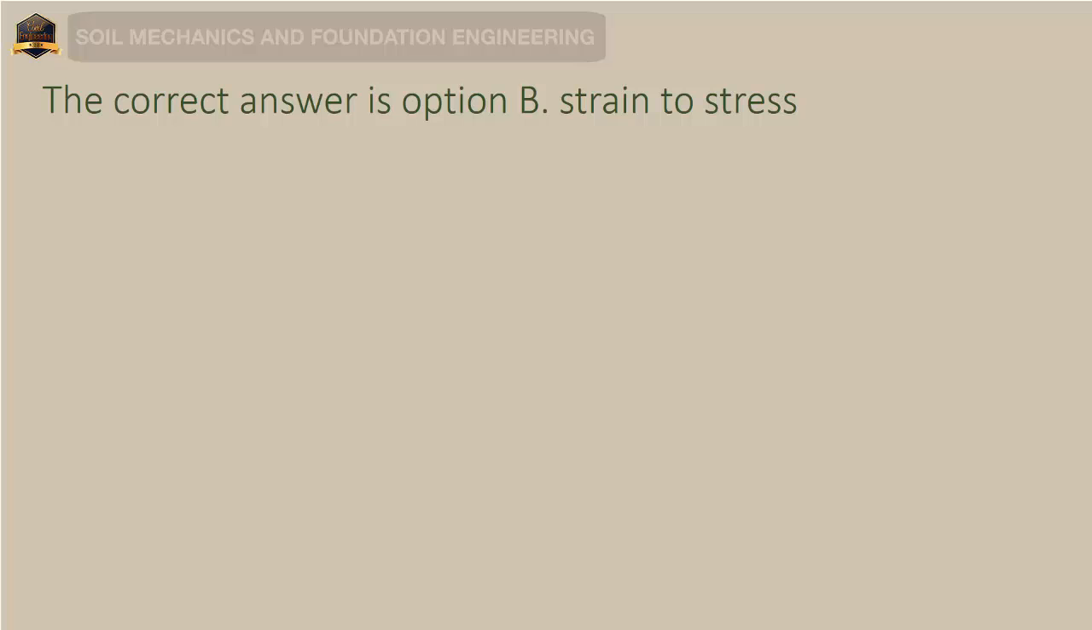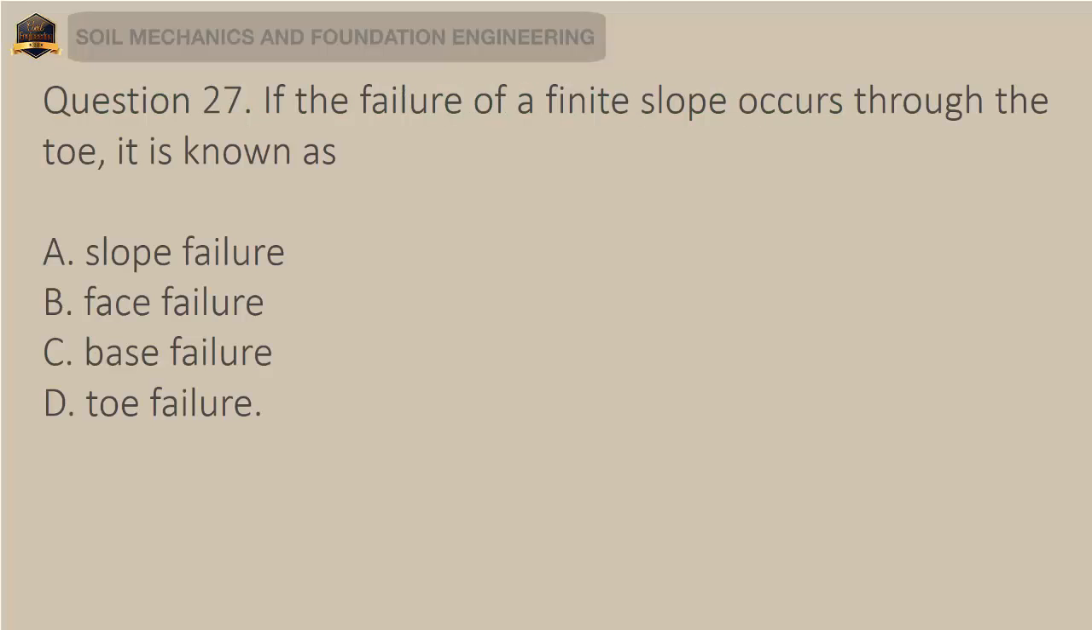Question 27. If the failure of a finite slope occurs through the toe, it is known as A. Slope failure. B. Face failure. C. Base failure. D. Toe failure.